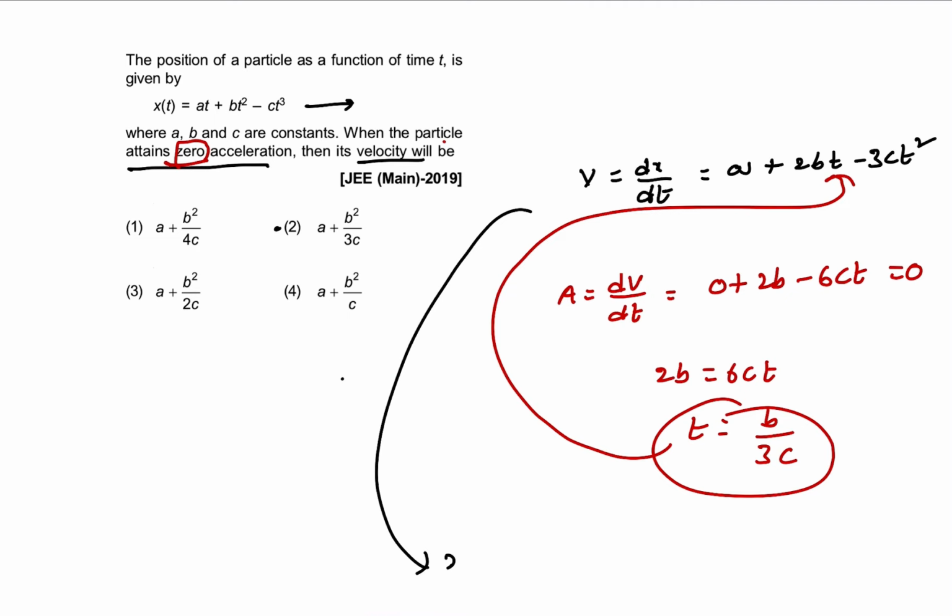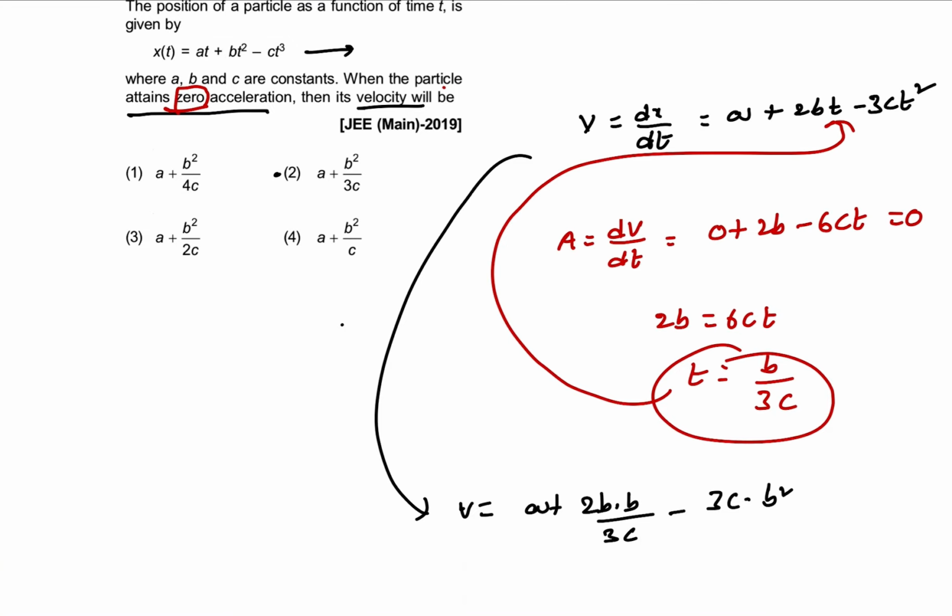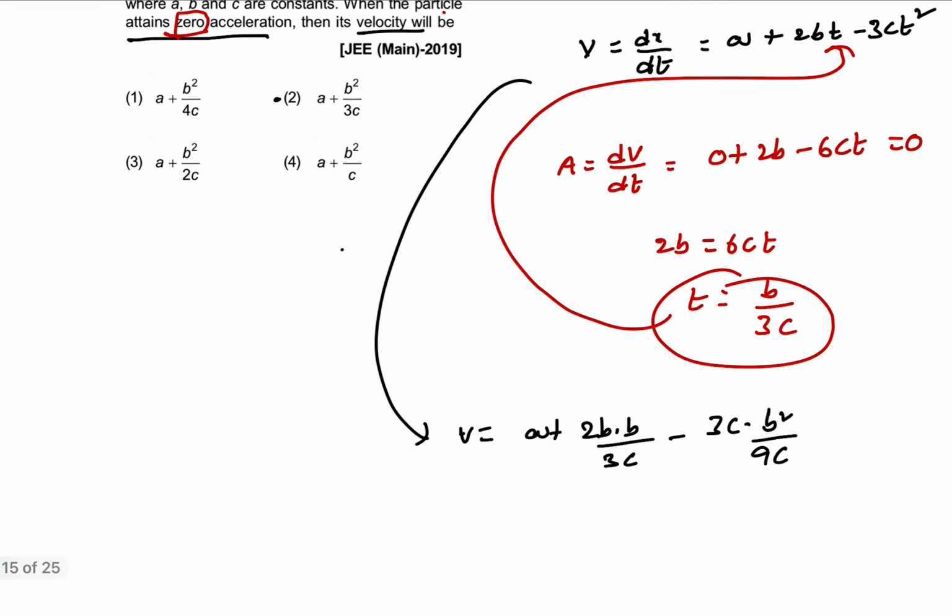Now you can substitute this value here. If you substitute that, finally you will get some v value. Now v is equal to a plus 2 into b divided by 3c minus 3c into t square value, which is b square divided by 9c.